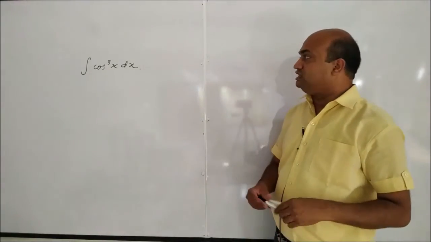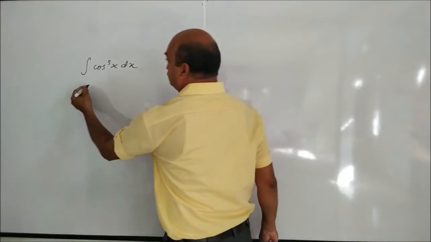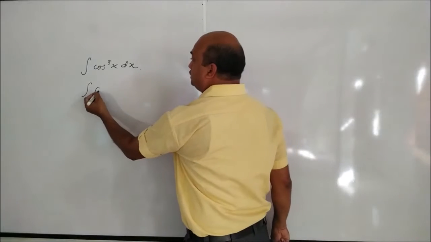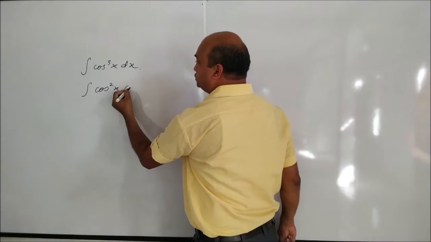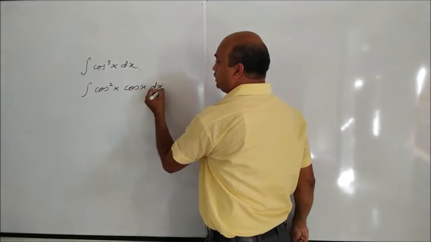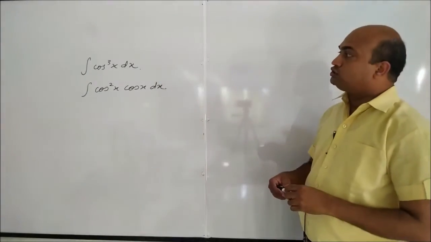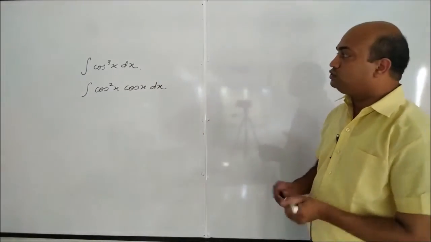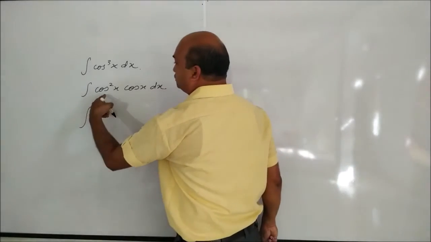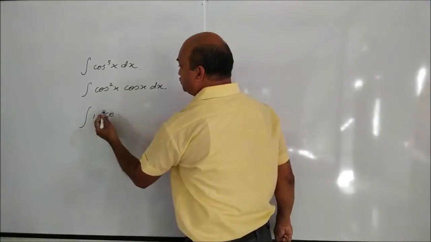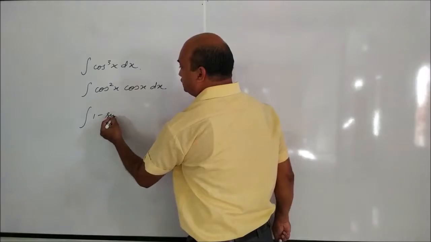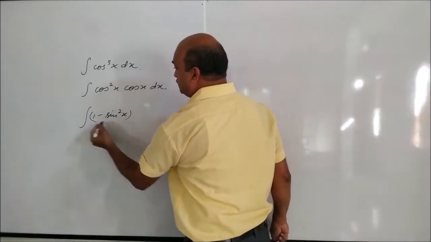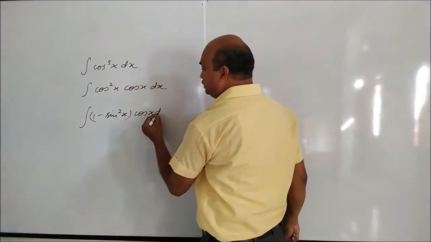Integration cos cube x dx. This cos cube x can be written as cos square x into cos x dx. Here also we do the same. Cos cube x can be written as cos square x into cos x, and this cos square we convert in sine. So cos square x can be written as 1 minus sine square x, and this cos x dx we write same.